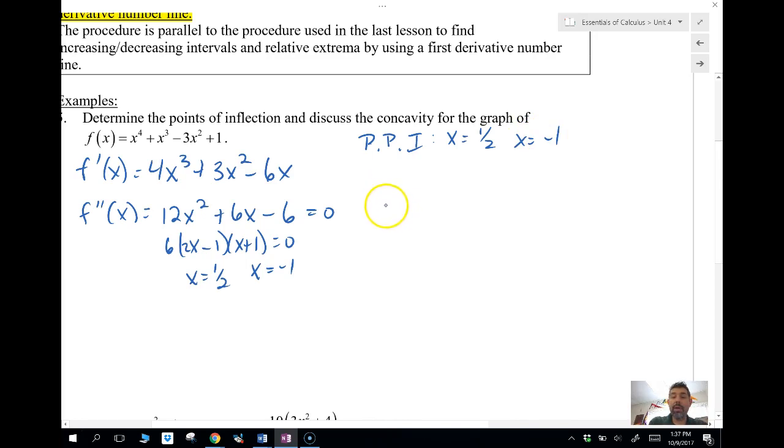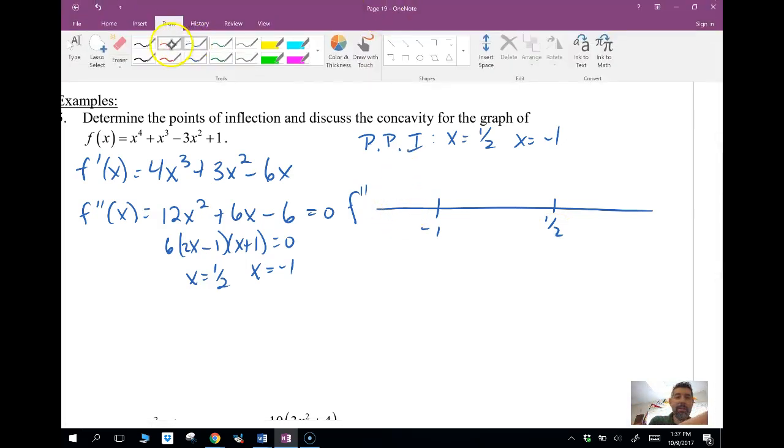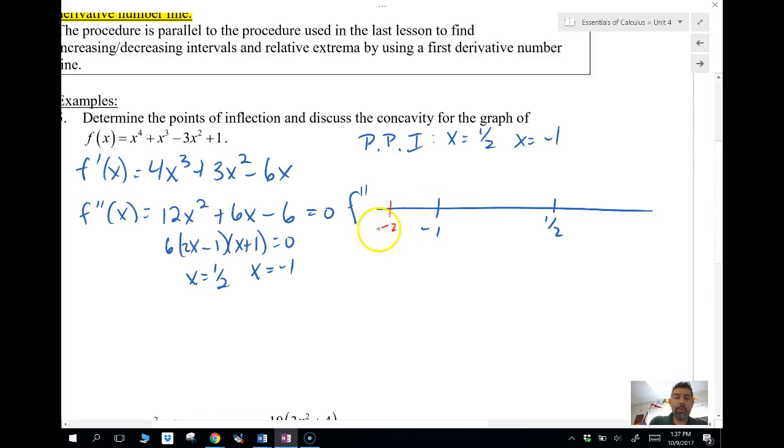We're going to make a number line for f double prime. Look at that, I'm going to be a mathematical rapper here soon if I keep rhyming. Okay, so we're going to plug in -2 into our second derivative. I get a negative and a negative, which makes a positive. Let's pick 0 and plug that into my second derivative. That's going to give me a negative times a negative times a positive, which is a negative. And then pick a number over here, and we're going to get positive.